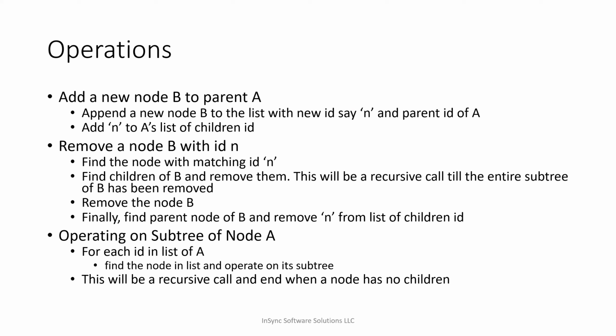Operating on a subtree of a node: one example we have already given is removing a node. Essentially, for each ID in the list of node A, if you want to operate on a subtree, you are basically finding the node in the list and then operating on its subtree. And this is going to be a recursive call. So I'm just generalizing a little bit what we talked about for remove.